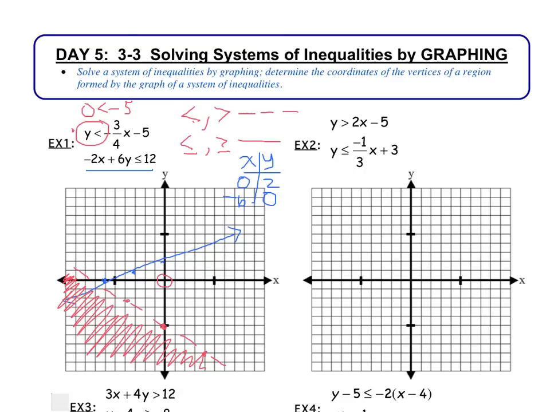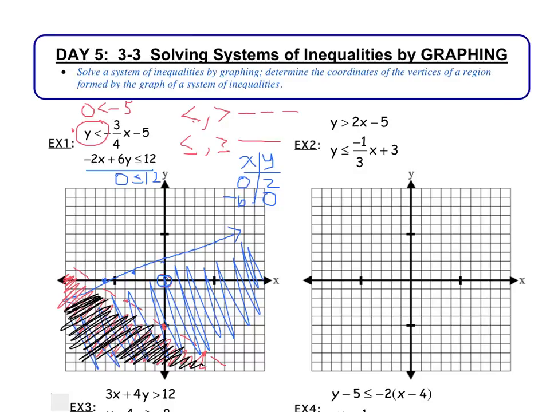For the blue one, if I test the origin, again, test 0, 0, if I plug in 0 for the x and the y, I end up with 0 is less than or equal to 12. That is a true statement, so that means I shade where the origin is, and I get a situation like this. So that means that my solution area is actually just this, where the two sets of shaded regions overlap.